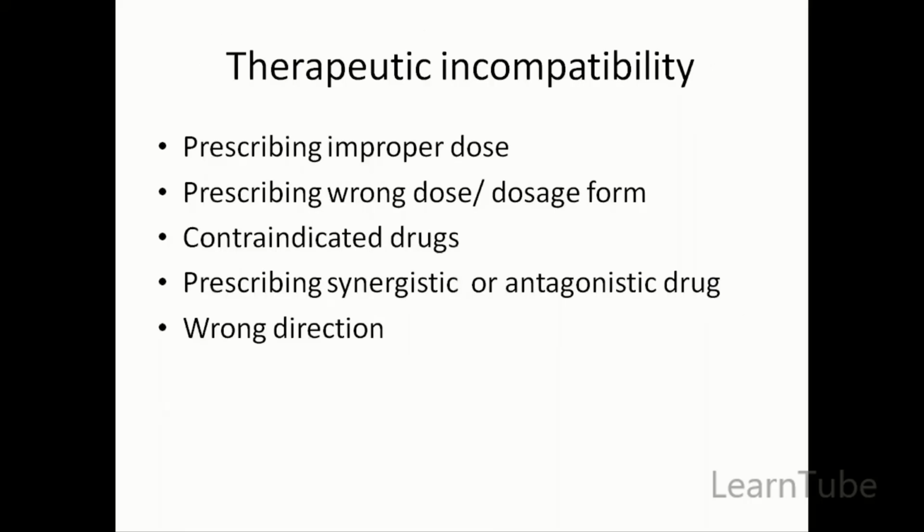The last type of incompatibility is the therapeutic incompatibility. Under this, first is prescribing improper dose. Obviously if the dose of a particular drug is not properly prescribed, sometimes the dose is given in mg, sometimes in microgram, so you have to be careful about the unit mentioned on the prescription. Nowadays they don't give the unit. Usually they give the trade name, and in front of the trade name they mention 250, 500. With the help of that, the pharmacist can easily identify what drug has to be dispensed.